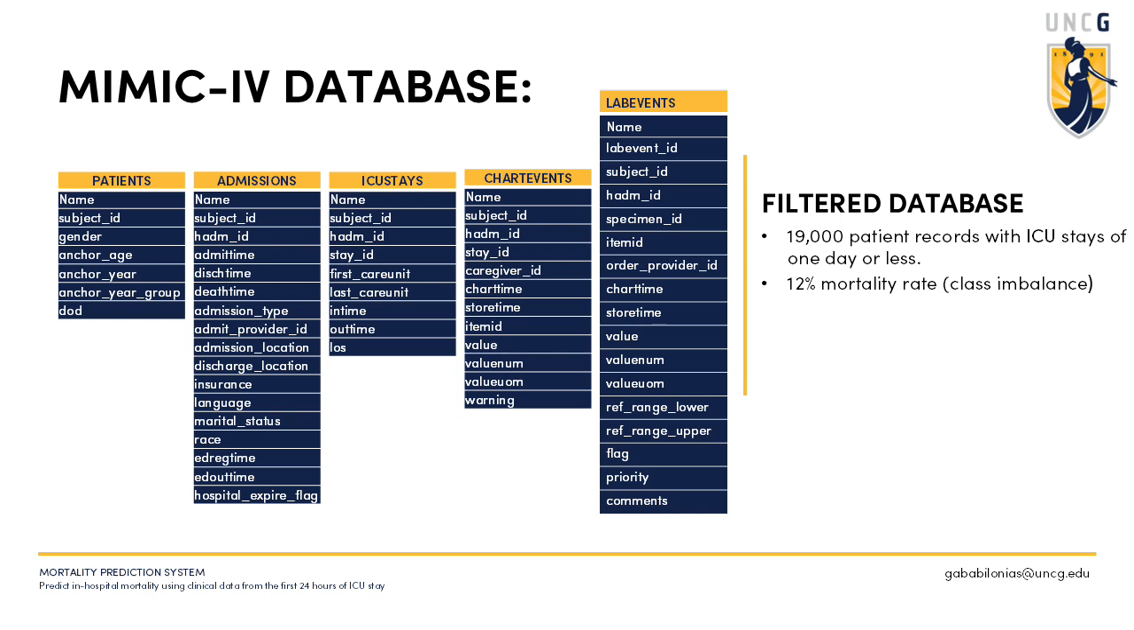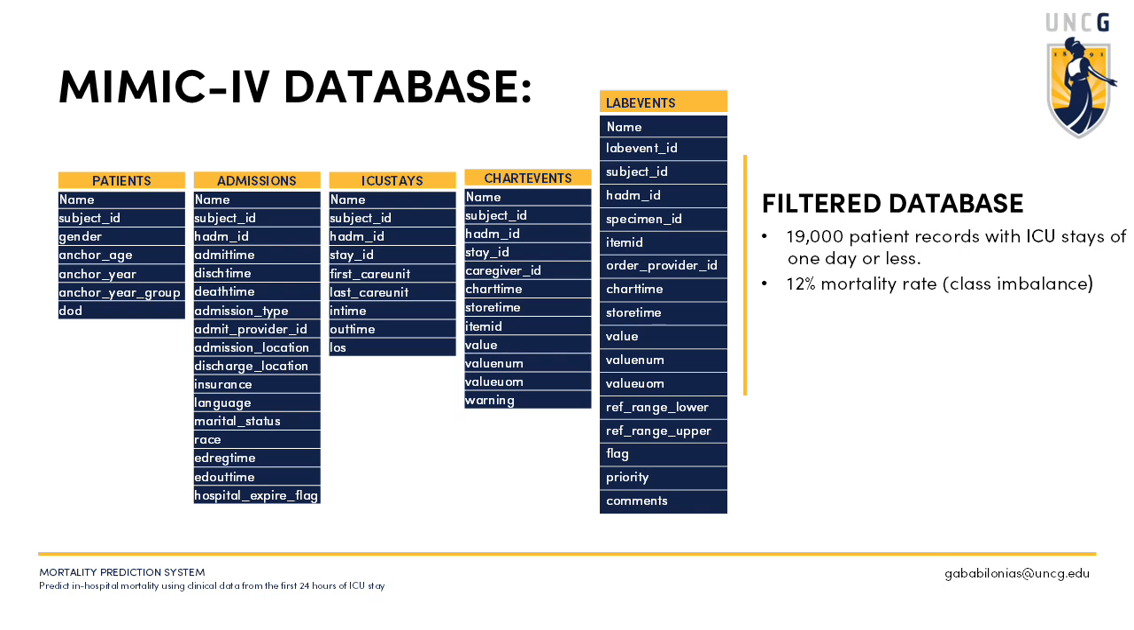Patients table: demographics, age, gender. Admissions table: hospital admission details and mortality outcomes. ICU stays table: ICU-specific information including length of stay. Chart events and lab events: clinical measurements, vital signs and laboratory results.